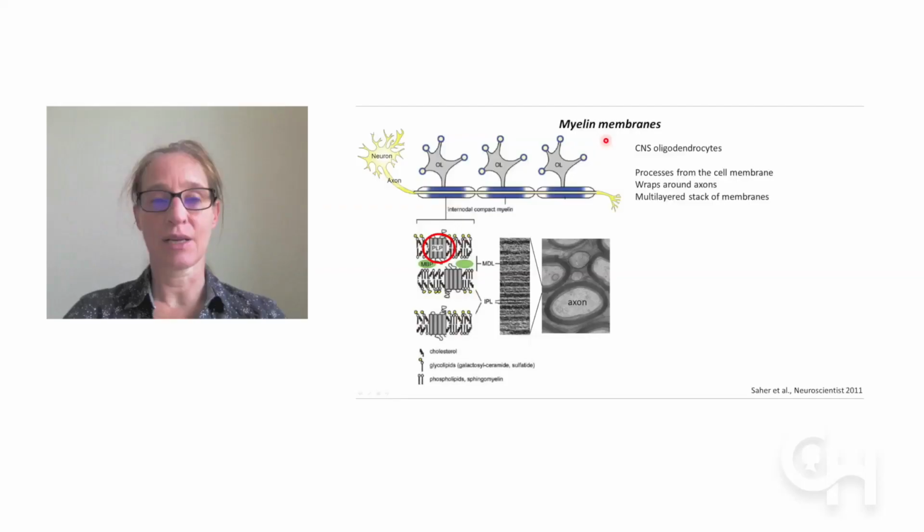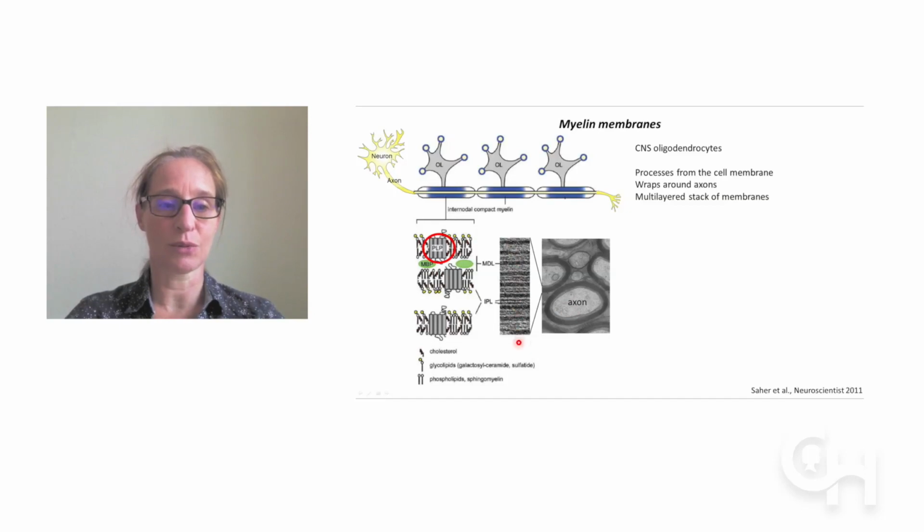Let me start by giving some introduction on myelin membranes and oligodendrocytes. In the central nervous system, oligodendrocytes extend processes from the cell membrane that wrap around axons. After a process called compaction, these processes build up a multi-layered stack of membranes that you can see here in the dark ring around this axon.